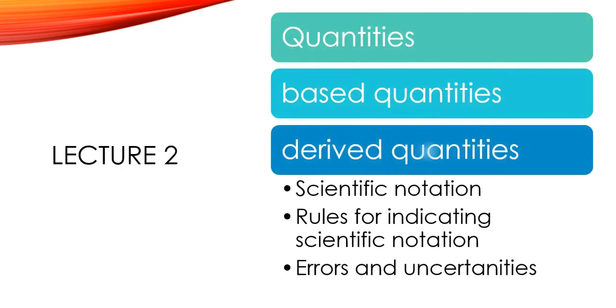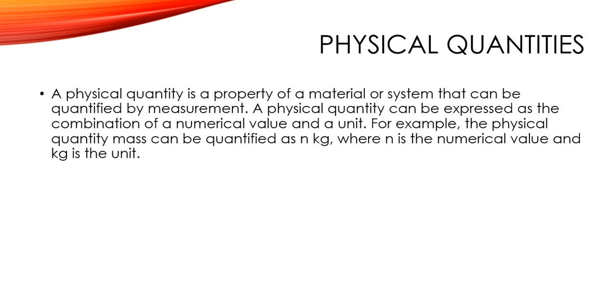In lecture 2 we will discuss the physical quantities, that includes the base quantities and the derived quantities. After that we will discuss scientific notation, their rules or convention for indicating scientific notations, errors and uncertainties. Firstly, we have to learn what a physical quantity actually is.